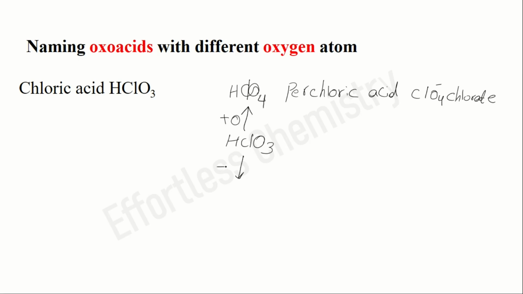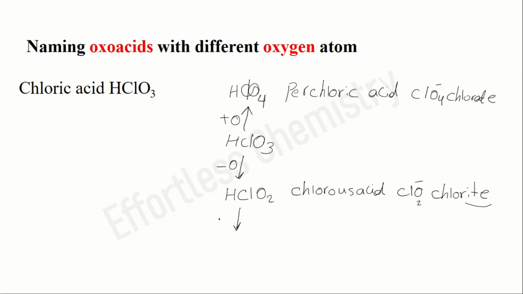Elimination of one oxygen atom leads to this oxoacid with the suffix -ous, I told you. So it's called chlorous acid, and the anion ClO2 minus is chlorite, with the suffix -ite.